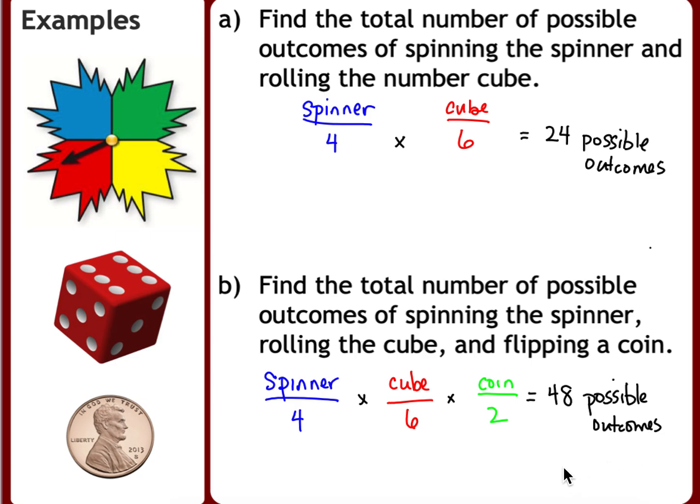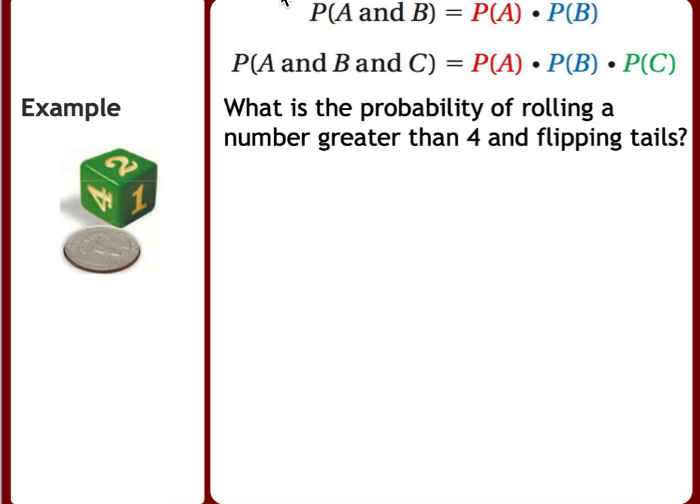Now we can use this same principle to determine possible outcomes when we're talking about probability. So let's look at a probability problem. So if we can multiply the outcomes together to find the total number of outcomes, we can multiply the probabilities together to find the probability of a sequence of events happening in order. Okay, so what is the probability of rolling a number greater than 4 and flipping tails? Well, let's go ahead and find each probability.